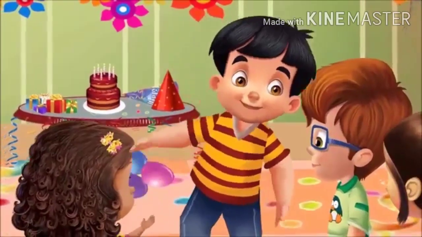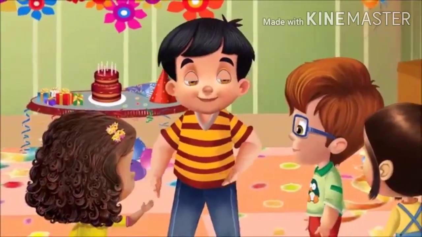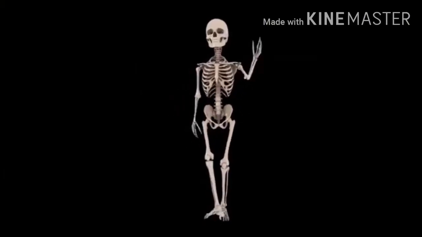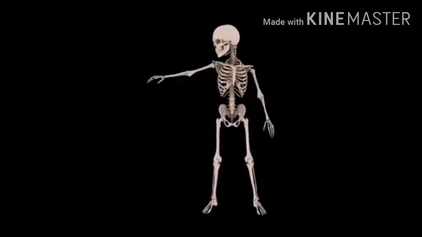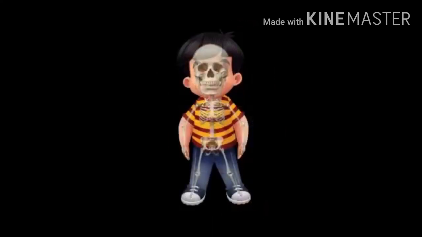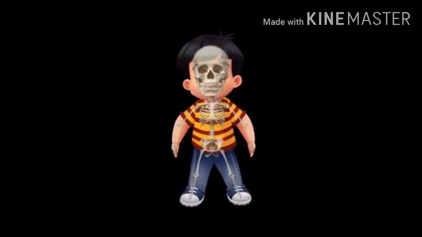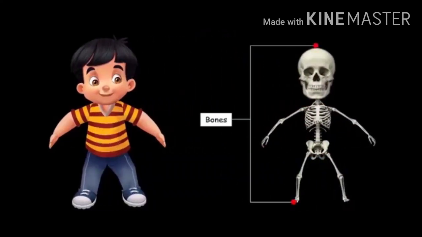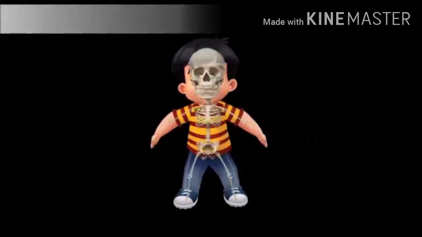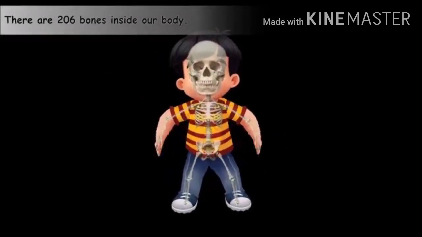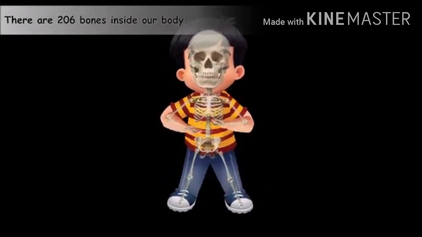Do you know which part of his body is helping him to do these steps? Come, let's find out. Can you see these white structures dancing like Sid? These white structures are present inside Sid's body. We call them bones. Just like Sid, we all have bones. In all, there are 206 bones inside our body.